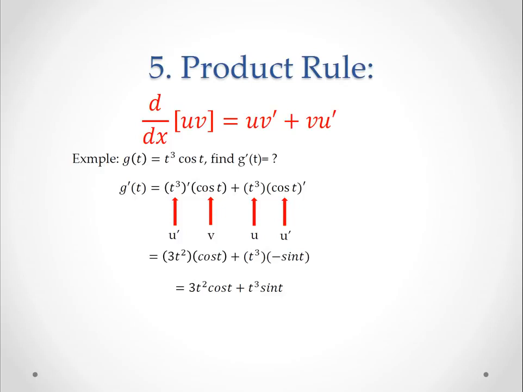In this case, the first term is t to the 3rd power. The derivative of t to the 3rd power is equal to 3 times t to the 2nd power, which we learned in the power rule before. So we keep the same second term: 3t squared times cosine t. And then we consider the second term. The derivative of the second term is minus sine t. Then we times the first term, t cubed. So the final answer will be 3t squared times cosine t minus t cubed times sine t.